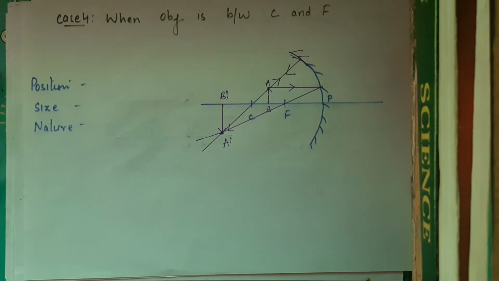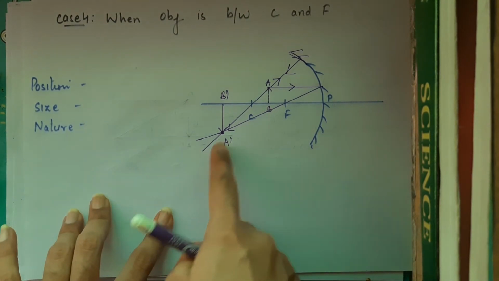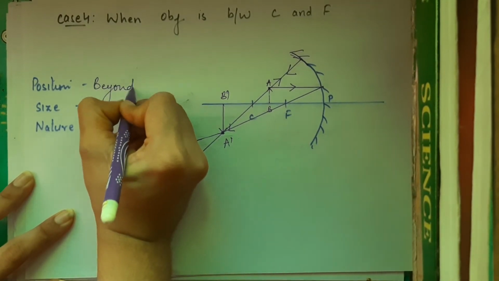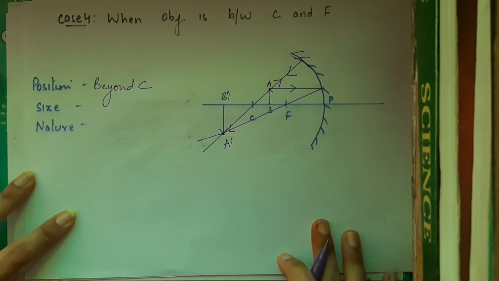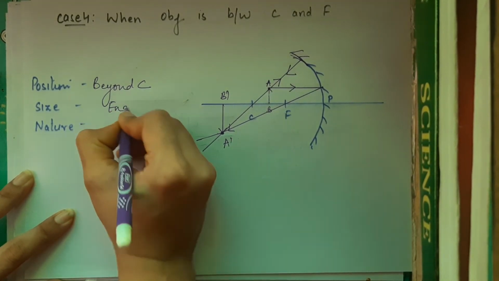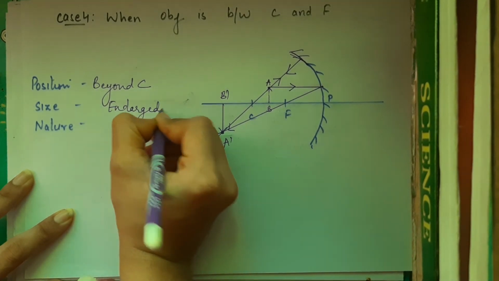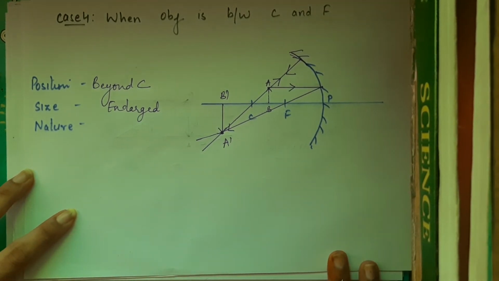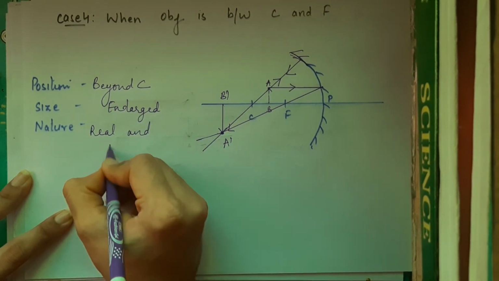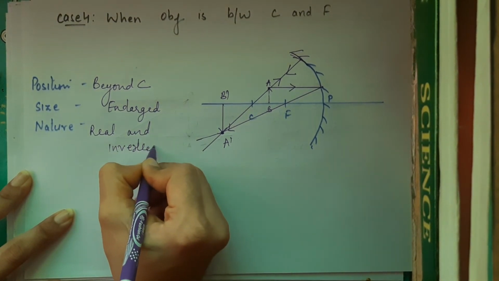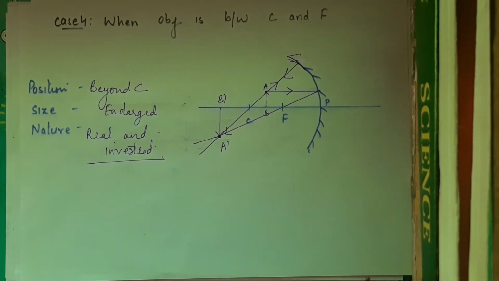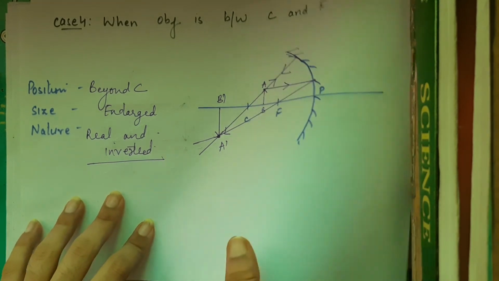Now let's write the position, size and nature. So the position of the image, you can now easily name that the image is formed beyond C. So that is beyond C. What is the size of the image? You can see that it is bigger than the size of the object. So you will write enlarged. Enlarged means bigger than the size of the object. What is the nature? Again, real and inverted. Right? Okay, true. Let's move on to case number 5.